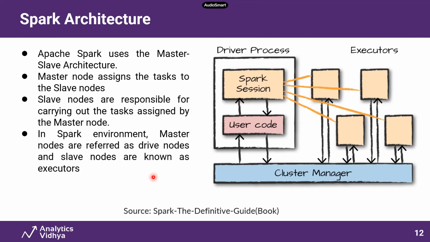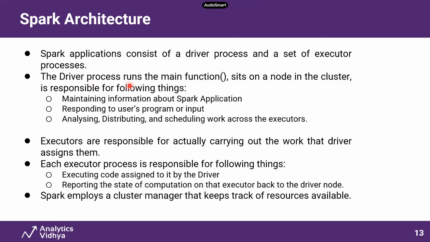Now, as we mentioned, a Spark application consists of a driver process and a set of executor processes. The driver process runs the main function and sits on a node in the cluster, the driver node. It is responsible for doing the following things. First of all, it maintains the information about the Spark application. Also, it responds to the user's program or input. It is also responsible for analyzing, distributing, and scheduling work across the different executors, which are part of the cluster.